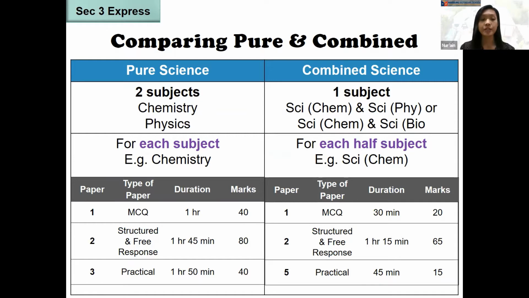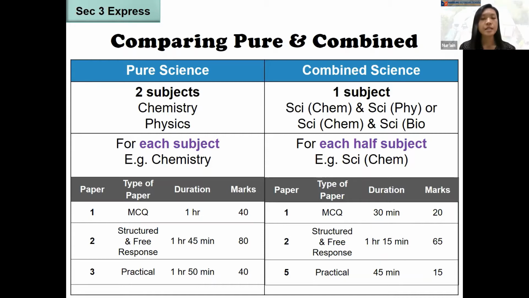The first difference is that for pure science, physics and chemistry are assessed as two separate subjects. In contrast, for the combined science, for example, physics chem, both physics and chemistry are assessed together as one subject. Since the pure sciences are separate subjects, more curriculum time is allocated for the subjects due to the increased demand and rigor for the subjects.